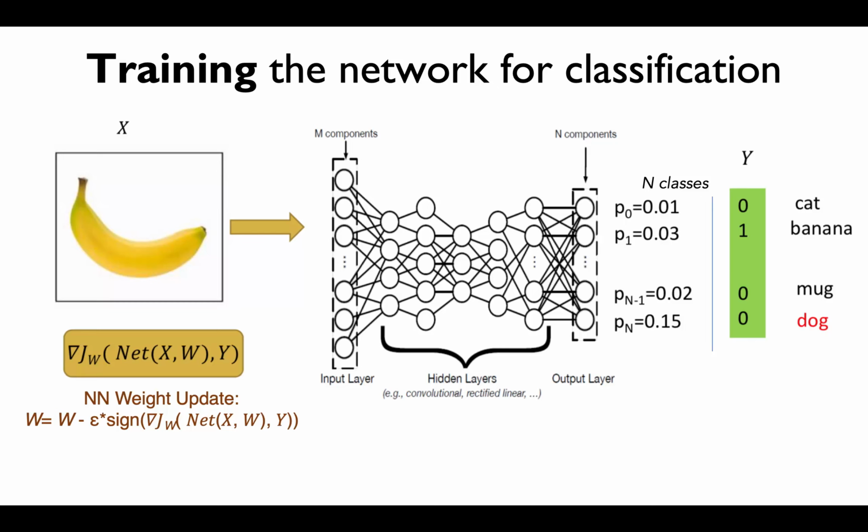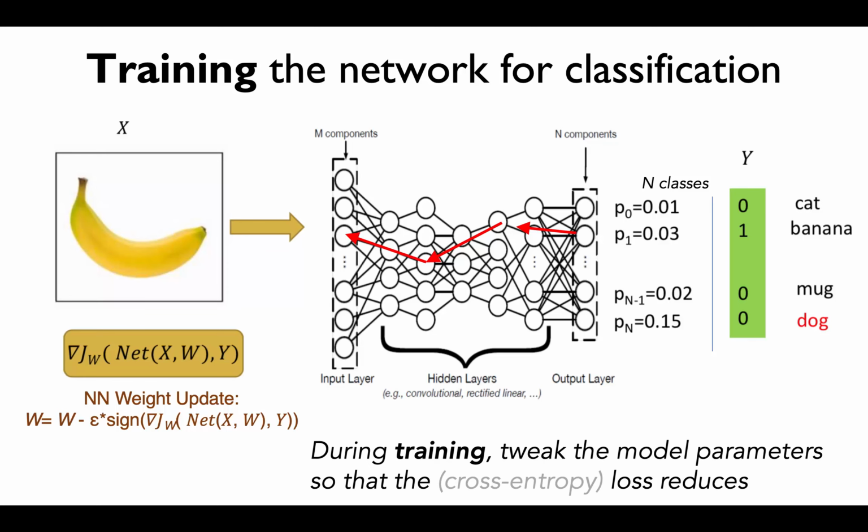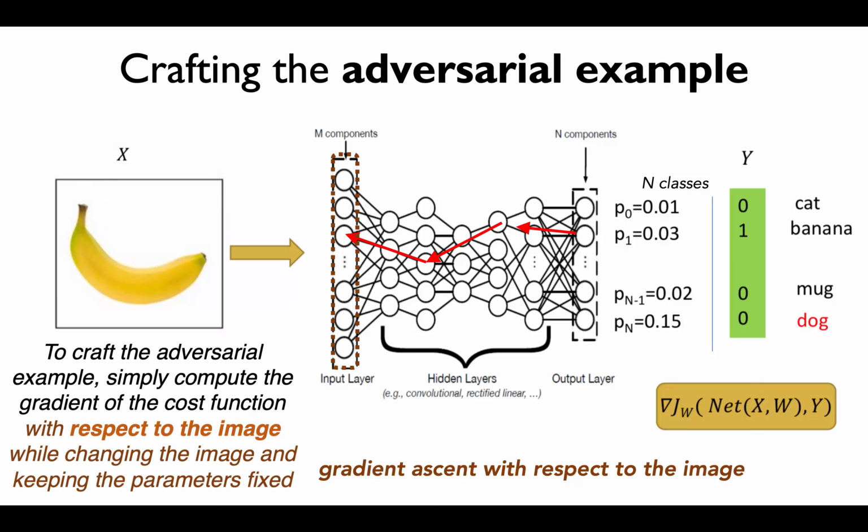So we change the weights according to the formula that is shown on the left hand side of the screen, and in this way we backpropagate the differences and we change the weight parameters. So this is known as the training of a deep neural network. In fact, what we are doing is tweaking the model parameters so that the cross entropy loss reduces.